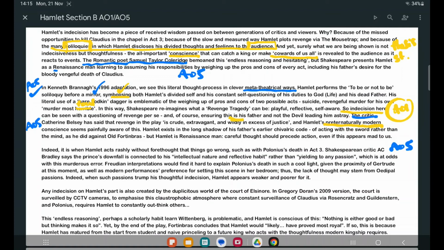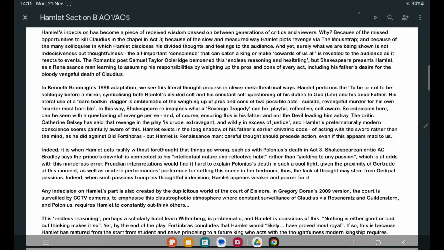So I'm arguing against the critic A.C. Bradley here. Freudian interpretations, that's more AO5 in terms of readings, would find it hard to explain Polonius's death in such a cool light, given the proximity of Gertrude at this moment, as well as modern performance's preference for setting the scene in her bedroom. Thus, the lack of thought may stem from Oedipal passions. Indeed, when such passions trump his thoughtful indecision, nice return to the question keyword there. Whoops, look, we lost everything then. Hamlet appears weaker and poorer for it.